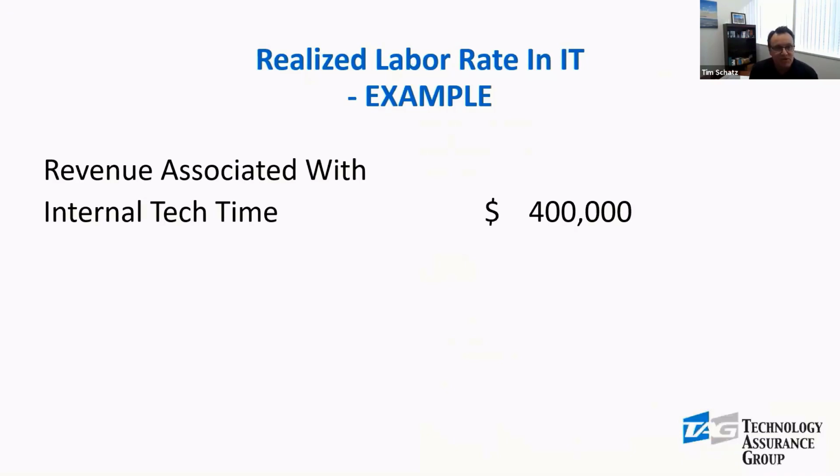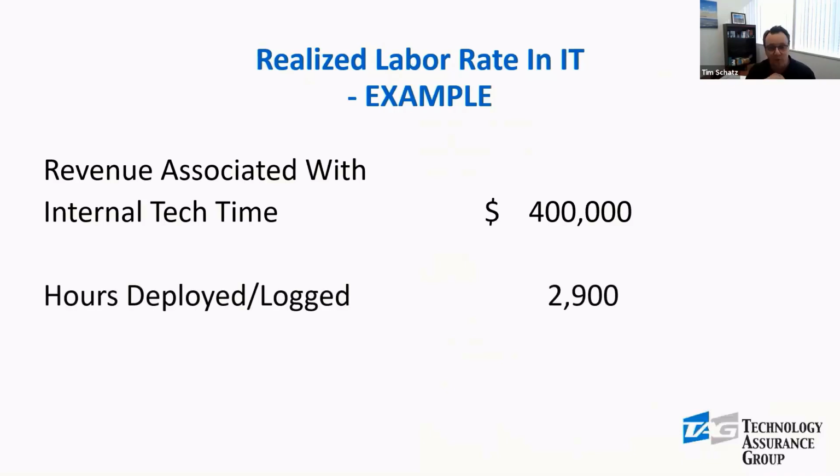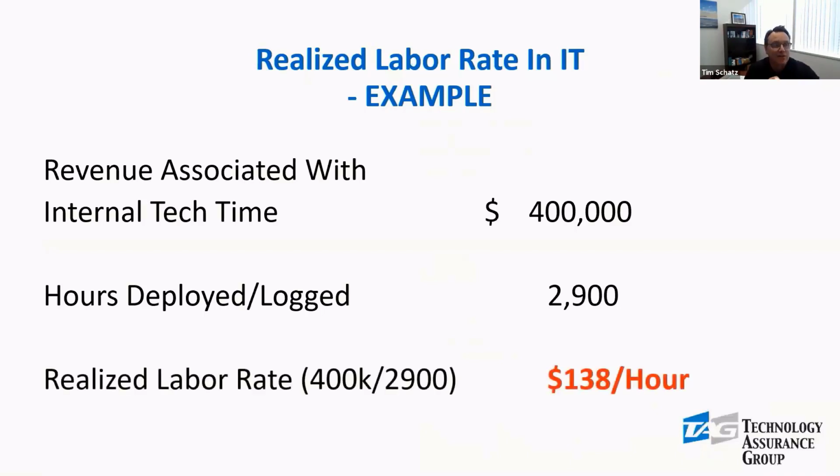If we do that, and I'm just going to pull a broad number, say it said over the course of 2020, your technicians logged 2,900 hours of actual time to service your $1 million of revenue, or the $400,000 that we've determined is related to the internal tech time. So you go to your TigerPaw, your ConnectWise, or whatever PSA you use, and it shows you how many hours were spent on this type of ticket. That's how we get it. If we divide the two, we've got around $138 an hour here. So we're pretty close to our target of 140.